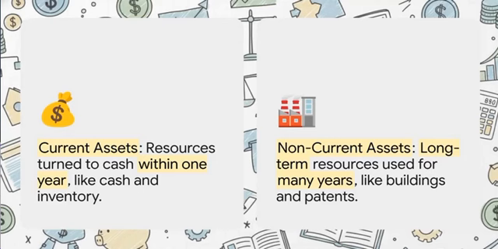Now, as an analyst, the first thing we do is split these into two buckets. On one side, you've got current assets. This is the stuff that can be turned into cash pretty quickly, usually within a year. Think cash itself or inventory waiting to be sold. Then you have non-current assets. These are the long-term powerhouses. We're talking factories, heavy machinery, valuable patents, the things that will generate value for years and years. The mix between these two tells you a ton about a company's strategy.